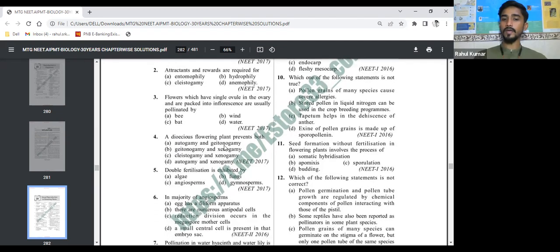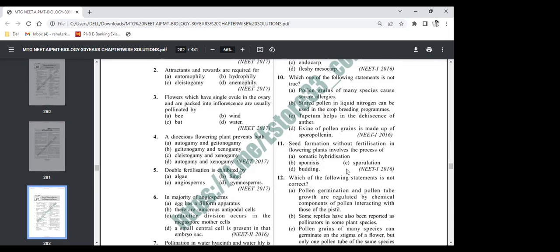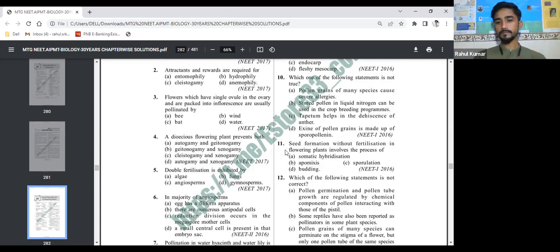Yes, so autogamy and geitonogamy both are prevented in a dioecious flowering plant. Okay. Now look at this question here, question number 11. And Nora, would you like to read this, please? Question number 11, where my cursor is.